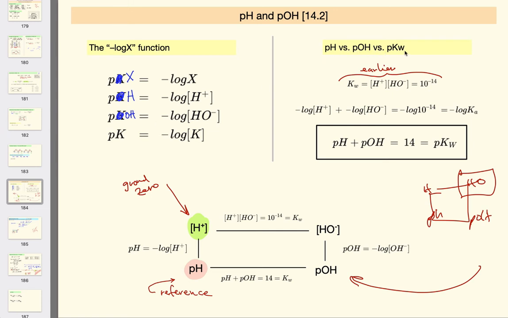pH versus pOH versus pKw. These are the big things we have. Earlier, we know that Kw is equal to the proton concentration times the anion concentration, which is equal to 10 to the minus 14th. If I take the minus log of everything, I take the minus log of this, and this, and this, and then I do my math. The minus log of that is called pH, the minus log of that is called pOH, and the minus log of that is called 14, and the minus log of this one is called pKa, or pKw if you're talking about water. So there we have another very important equation: pH plus pOH is equal to 14.